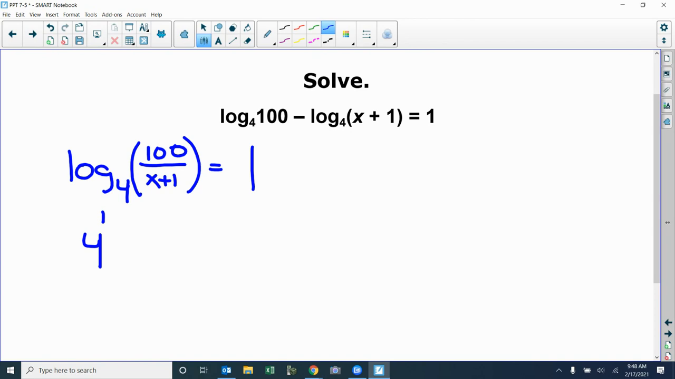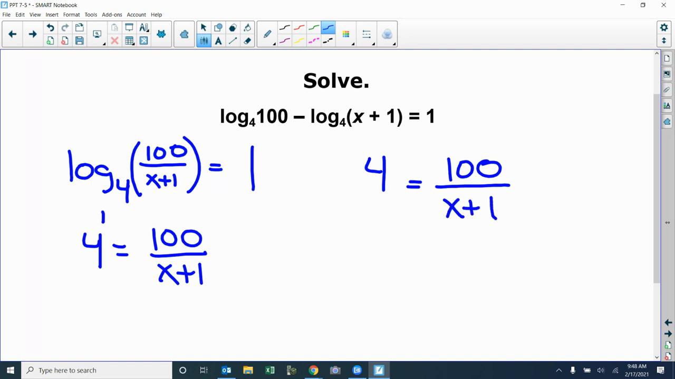So what's exponential gonna be? 4 to the first is equal to 100 over x plus 1. And we know 4 to the first is 4. So now you're down to solving 4 is equal to 100 over x plus 1. Now, when you see something like this, if I have a fraction on one side, sometimes it helps me to think of a fraction on the other side. Because then if I see a fraction equal to a fraction, in your math career, you should know, cross multiply, right? 1 times 100 would be 100.